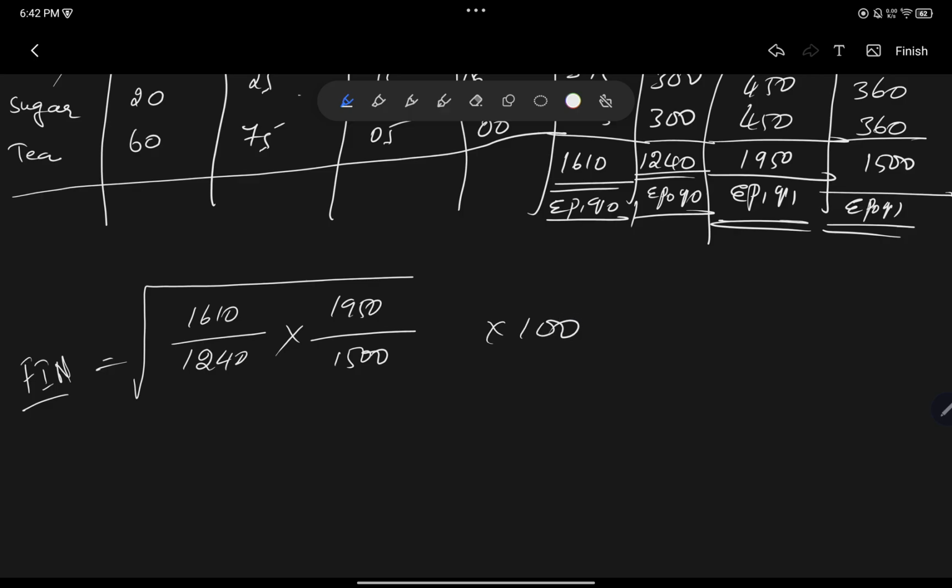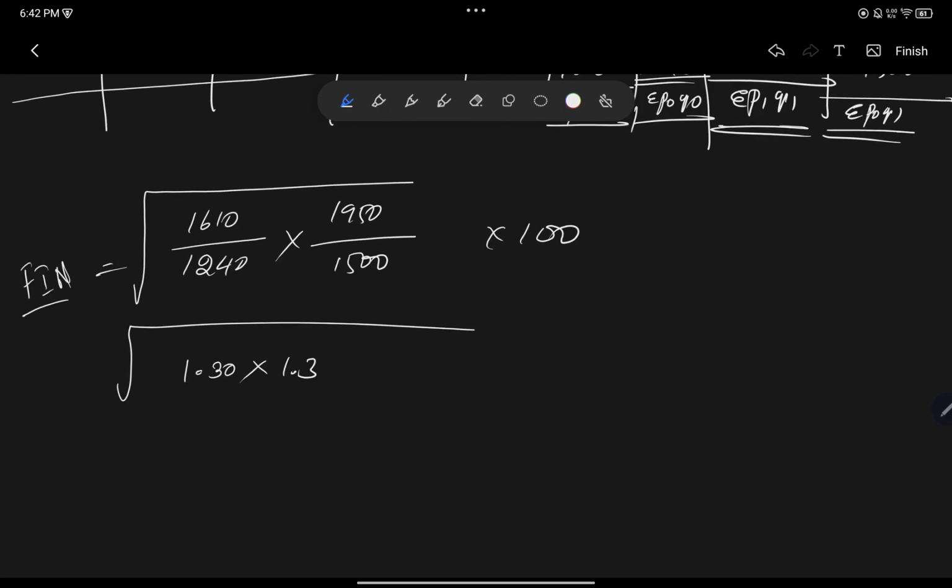First, 1610 divided by 1240 is 1.29, okay, 1.298 something is there. I will make it 1.30. We'll just take two decimals. Okay, next, 1950 divided by 1500 is 1.3. Now I need to multiply these both. 1.3 into 1.3, that is 1.69. So 1.69 I have got.